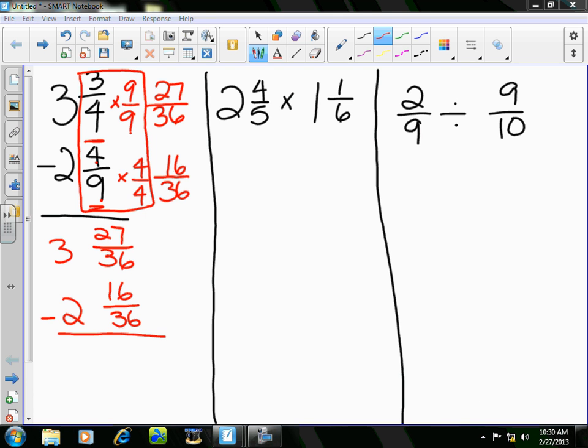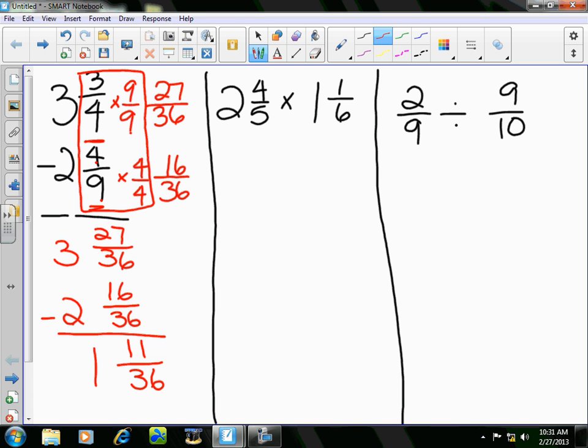And then you know that we would take away from our whole number and make it happen over here. But today, we don't have to borrow this time. So we're going to keep it as 3 and 27/36. So 27 minus 16: 7 minus 6 is 1, 2 minus 1 is 1. Keeping the denominator, and 3 minus 2 is 1. So our answer is 1 and 11/36.